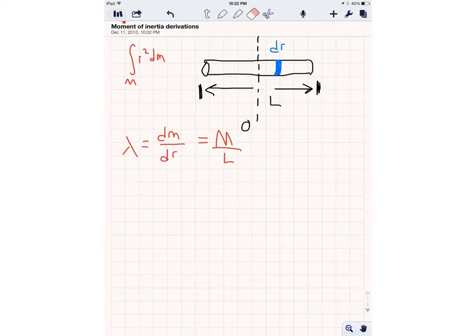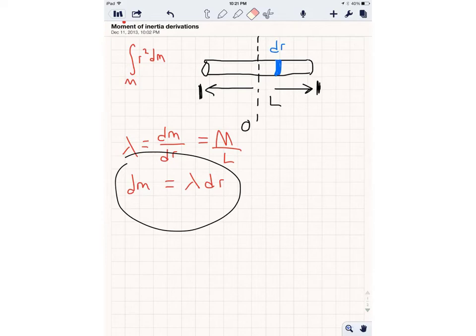Lambda is defined as the change of mass with radius, or spatial extent, so dm over dr. And in this case, if we assume that the rod itself is homogeneous, that means that ratio is constant and equal to the total mass over the total length of the rod. We can rearrange that expression to get an expression for the little mass element, dm. As shown here, dm is then simply lambda times dr.